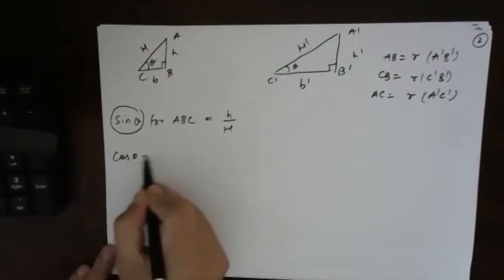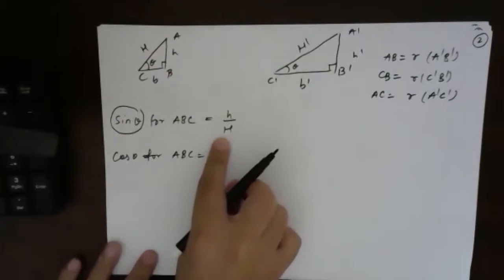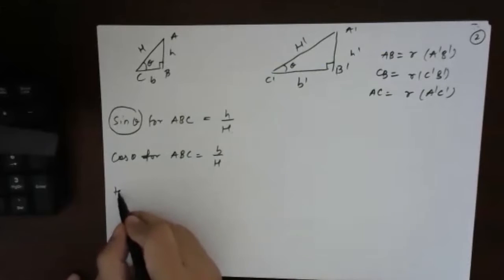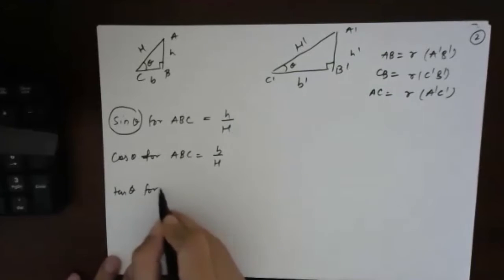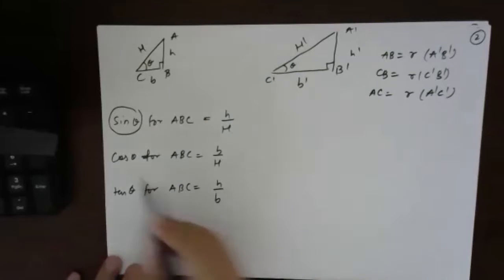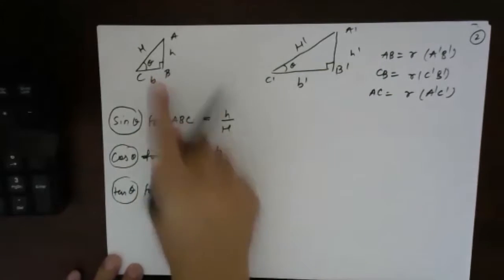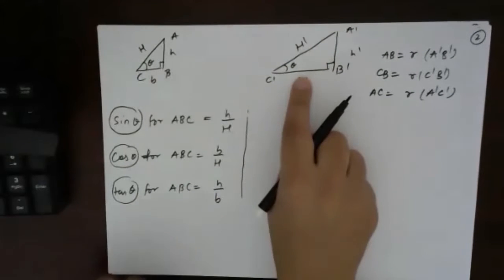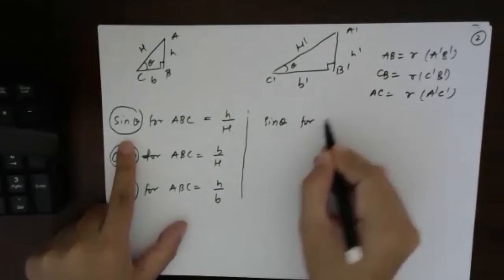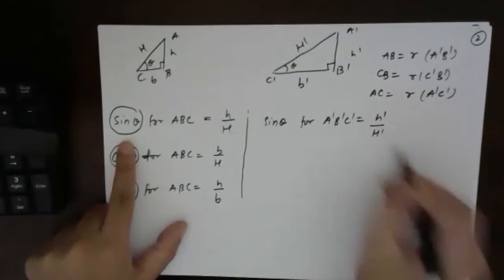Cos of theta for ABC, we have already seen, will be base upon hypotenuse, and tan of theta for triangle ABC will be height upon base, right? These three trigonometric ratios we have seen for this one. Now let's see the trigonometric ratios for this triangle. So we have sine of theta for A dash B dash C dash is equal to h dash upon capital H dash.